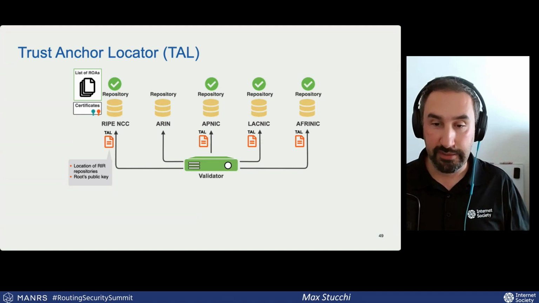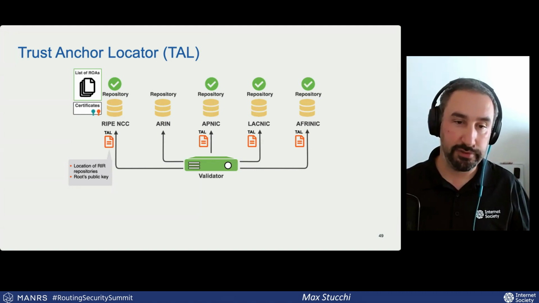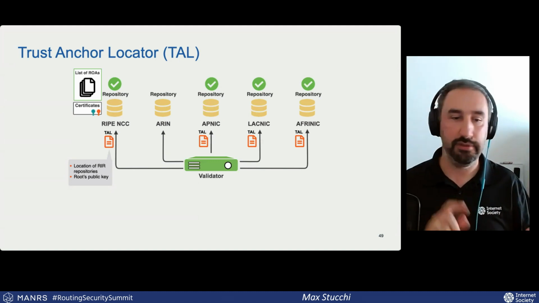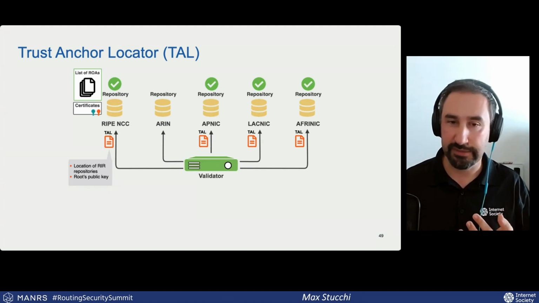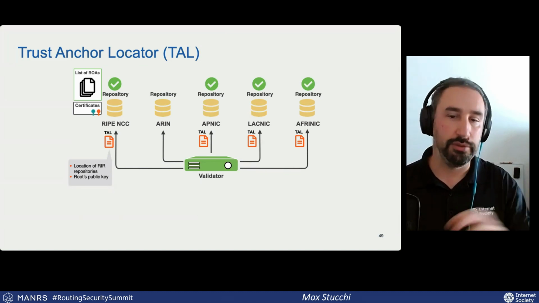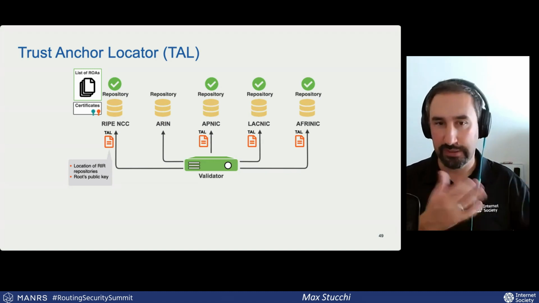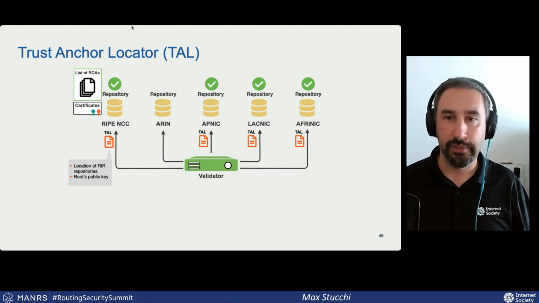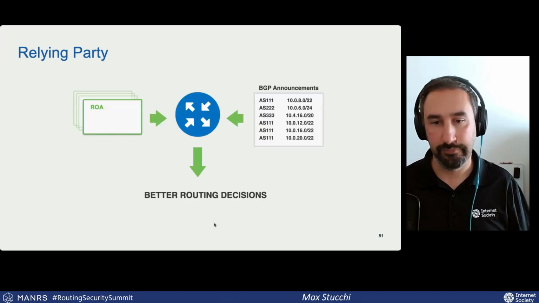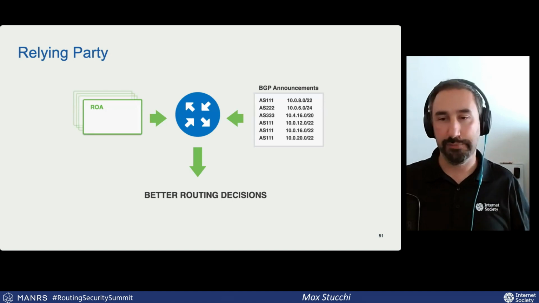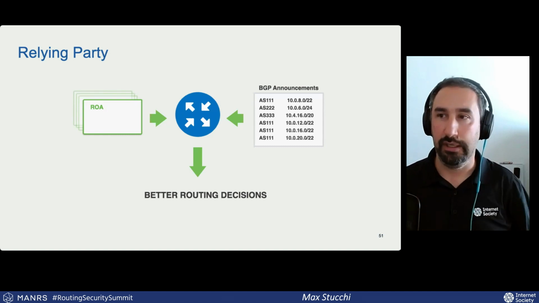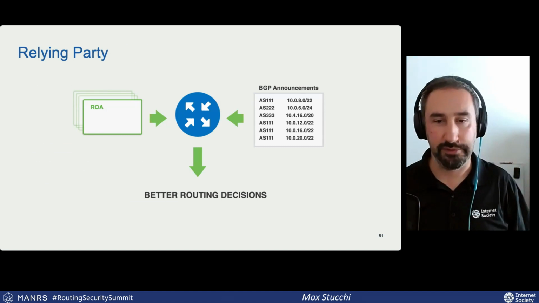And that data is downloaded by the validator. So the TAL file points you to where the repository is, which server, and what the latest public key is for that repository. And then you download all the data into the validator. The validator does all the calculations, and then it provides that data to the router. So the router gets BGP announcements on one side, ROAs on the other. And when you match the data between the two, it helps get better routing decisions.